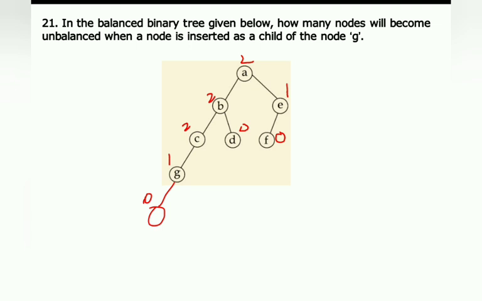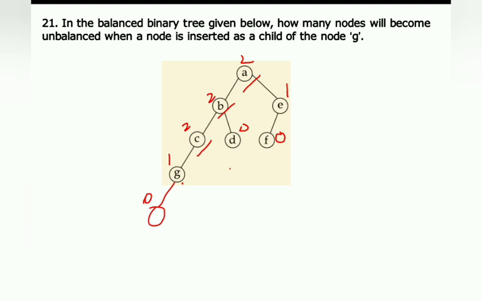0 is 1. And for C also, the left subtree is 1 and the right subtree is 0. So the left subtree is 2, right? So 1, 2, 2 minus 0 is 2. And for B also, you can find out the balancing factor like this for all the values. So if you add a child of node G, then 3 nodes will become unbalanced. That is node A, node B and node C. So they will be unbalanced as the balancing factor is more than the modulus of 1.